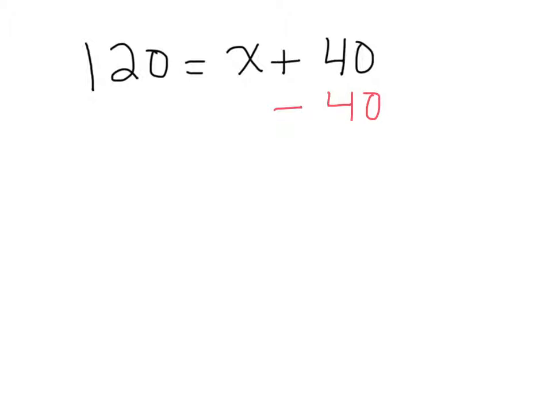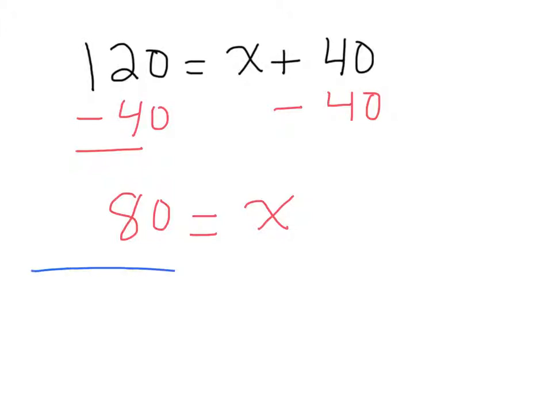Now, once I do that, my balance is no longer happy and balanced, so therefore I need to subtract 40 from the other side of my equal sign. 120 minus 40 is going to be 80. That expression simplifies over there, and on the right-hand side, I get x. So I found the value of x to be 80.